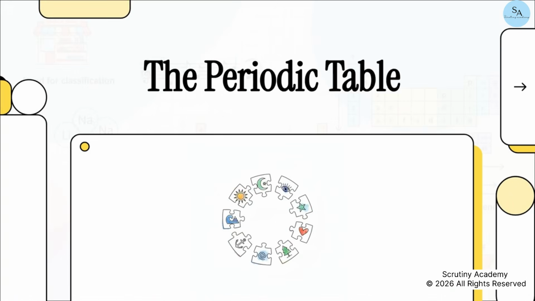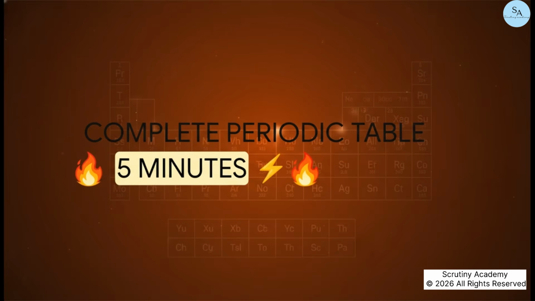All right, hey everyone, exams are right around the corner, so we're going to tackle one of the most important topics in chemistry. Get ready for a super fast, high-energy revision of the entire periodic table. Let's just dive right in. So our goal here is pretty simple. We're going to cover everything you absolutely need to know about the periodic table, from its history all the way to its trends, in like the next 5 minutes. It's perfect for that last-minute study session to really lock in those full marks.